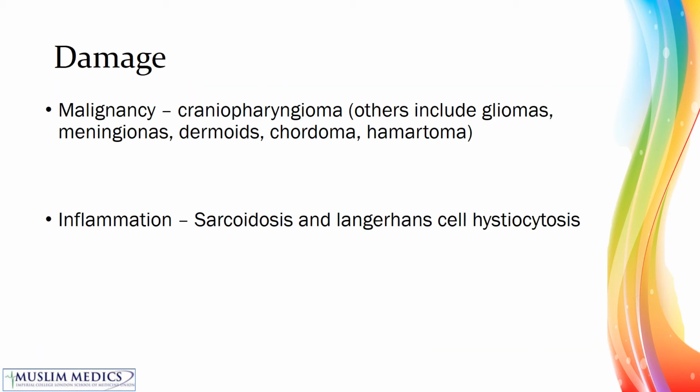So just like how we can have damage to the thalamus, we can also have damage to the hypothalamus. And this can be broadly split into two main categories. We can have malignancy or inflammation. So malignancy can be stuff like craniopharyngiomas, and these are just a special type of tumor. And we can also have inflammation, which can be sarcoidosis, which is an inflammatory condition.